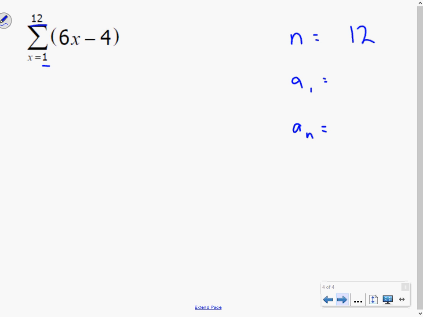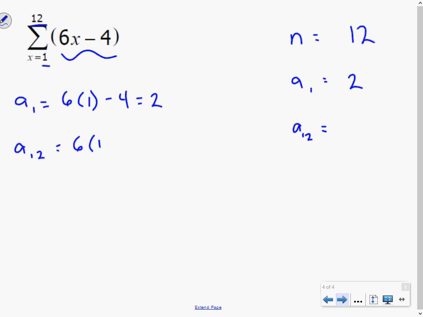And then if I want to find A1, I can use my formula. Remember, this formula gives me the terms in that sequence. So if I want to know A1, I just have to plug in 1, right? 6 minus 4, 2. So I know the first term would be 2. Okay, AN in this case is going to be A12. And I can do the same thing. If I want to know A12, just plug in 12. Okay, 6 times 12 is what? 72. And then we subtract 4 from that, so we're going to get 68.